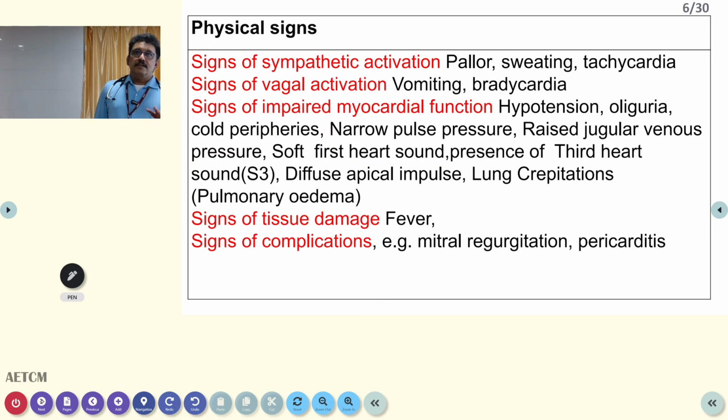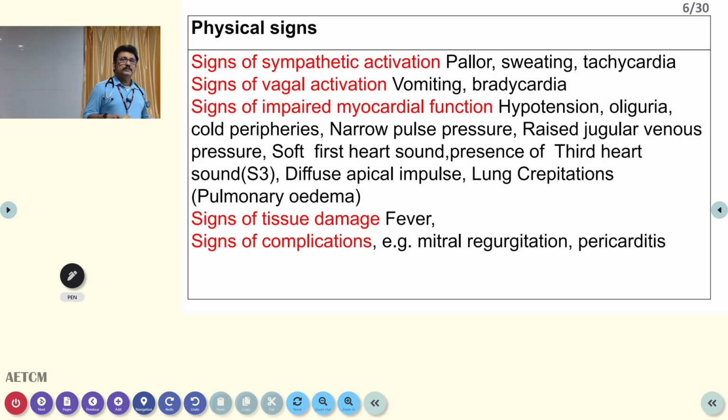Now, what are the signs? Signs are very, very important because both in myocardial infarction and ischemic heart disease, you can get them. But other conditions, what we have explained in the first slide, the differential diagnosis for chest pain, may not have them. Sympathetic activation like pallor, sweating, tachycardia, anxiety, fear, then signs of vagal activation like vomiting, sometimes bradycardia will be there. So most of the time it will be tachycardia, but with vagal activation, especially in low inferior wall MI, you can get bradycardia. Then impaired myocardial function can lead to hypotension, shock, low pulse rate, low pulse volume, raised JVP, and S3. All these things can be there.